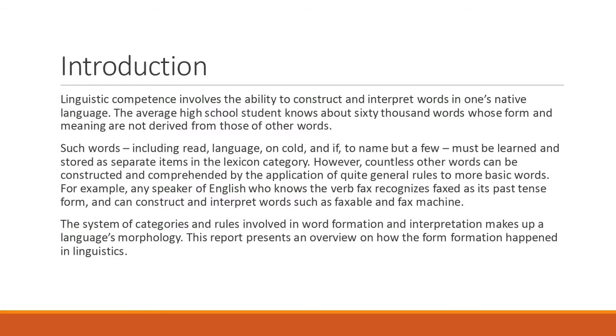However, countless other words can be constructed and comprehended by the application of quite general rules to more basic words. For example, any speaker of English who knows the verb fix recognizes fixed as its past tense form and can construct and interpret words such as flexible and fixed machine. The system of categories and rules involved in word formation and interpretation makes up a language's morphology. This report presents an overview of how word formation happens in linguistics.